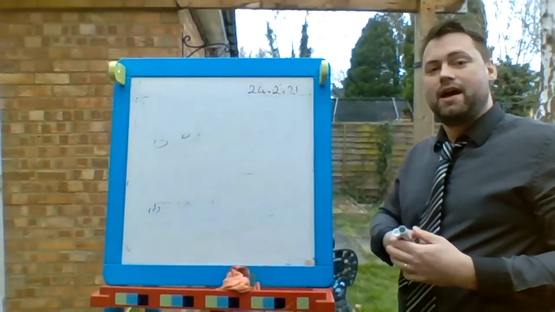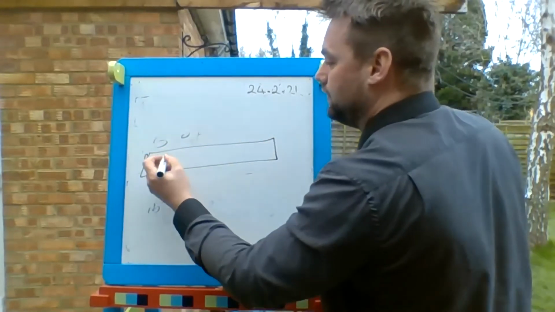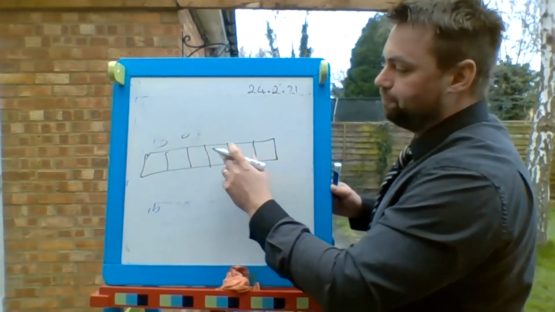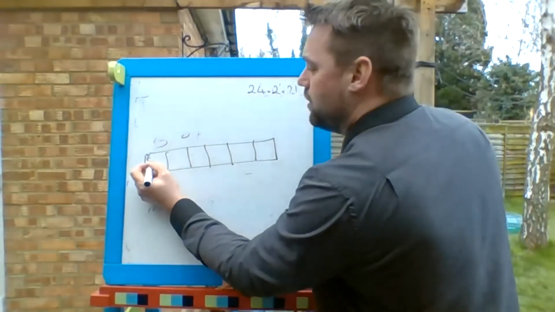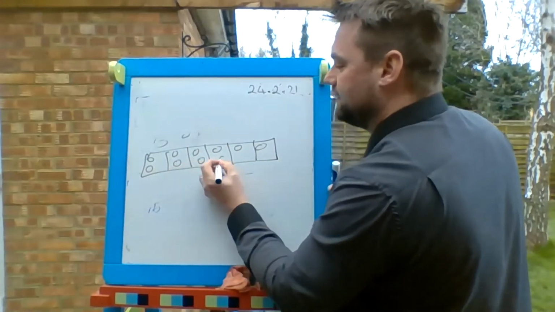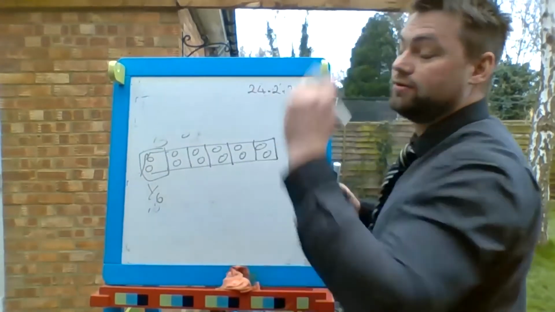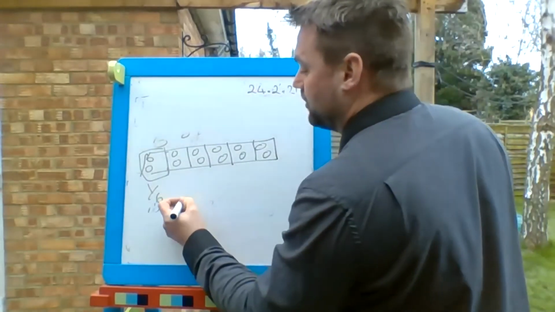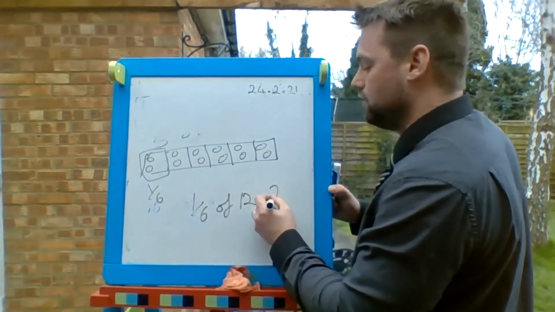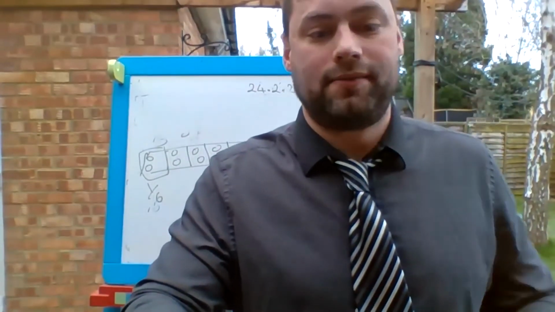Then for the last question, 1/6 of 12. Okay, so here's my bar model. 1, 2, 3, 4, 5, 6. I've got 12 counters. 1, 2, 3, 4, 5, 6, 7, 8, 9, 10, 11, 12. How many do I have in my 6th? I've got 2. So 1/6 of 12 is equal to 2. Well done if you got them questions correct.